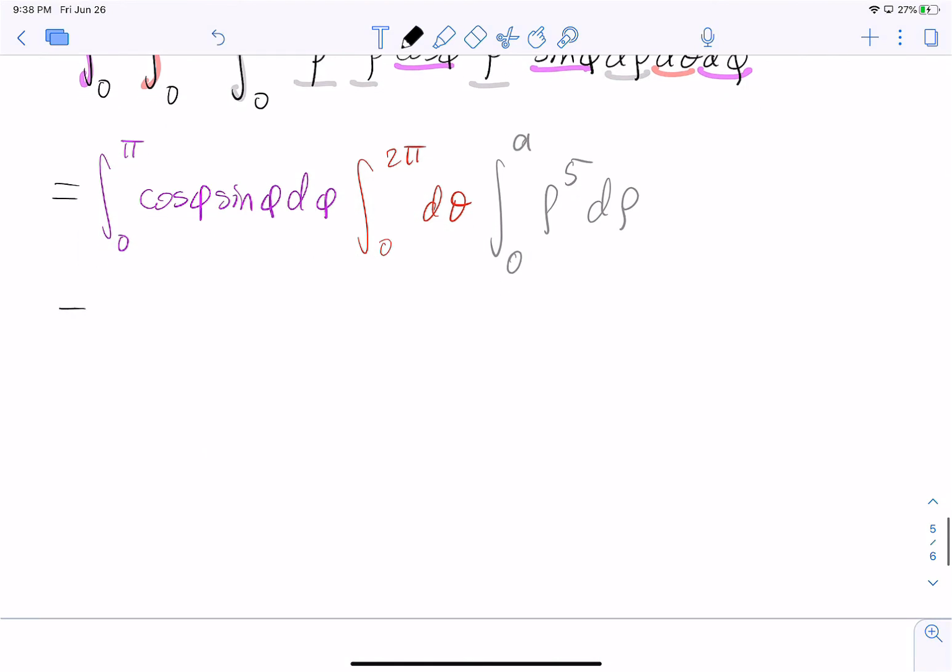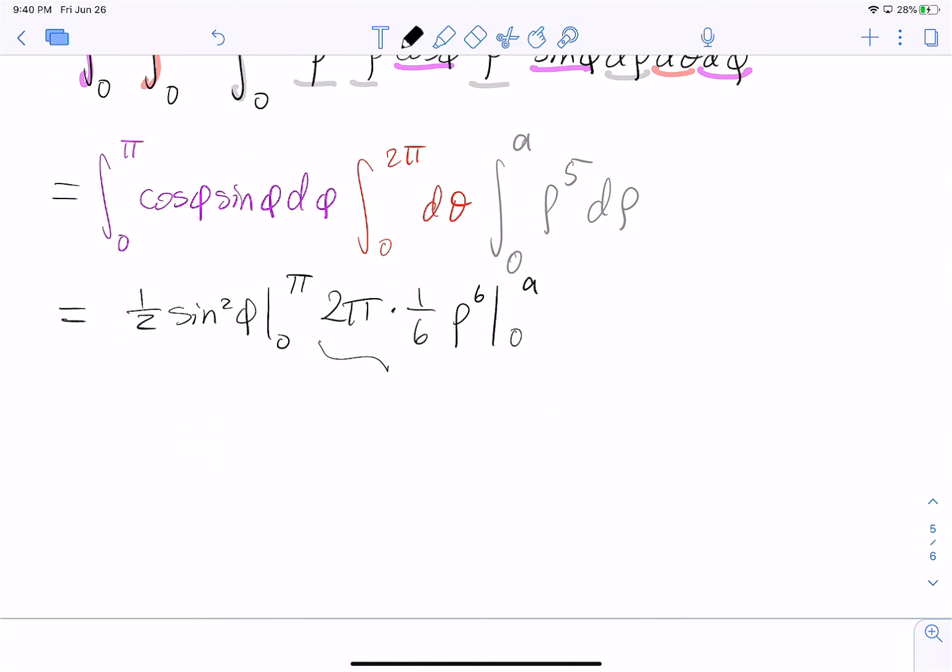For the integral with respect to phi, if I think of the sine of phi as u, then the du is cosine of phi d phi. And so that integral turns out to be 1/2 times the sine squared of phi. That'll be evaluated from 0 to pi. If you already know what's going to happen because of that, then you're cool, you're good. Otherwise, let's just keep going here, folks. D theta is going to go from 0 to 2 pi, so that's going to give us a factor of 2 pi. And then integrating rho to the 5th d rho is going to give me 1/6 rho to the 6th evaluated from 0 to a.